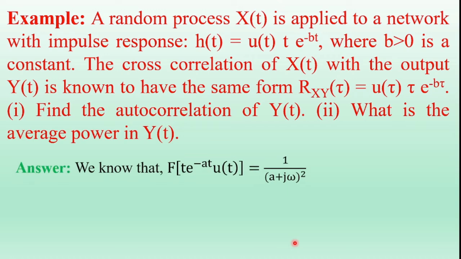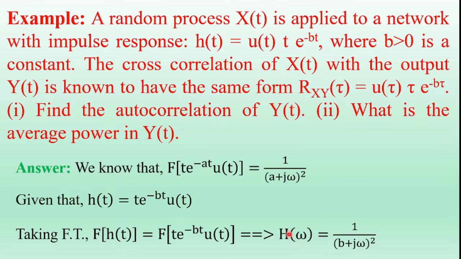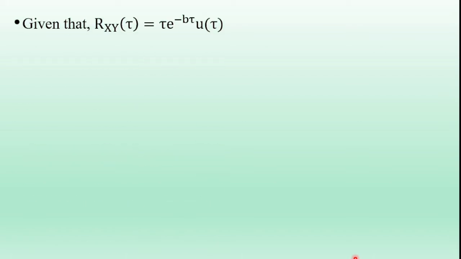So coming to the solution, given that the impulse response h of t is equal to t e power minus bt u of t. Taking Fourier transform on both sides of the impulse response, Fourier transform of h of t is equal to Fourier transform of t e power minus bt u of t. So Fourier transform of h of t is h of omega. Using the standard expression, Fourier transform of t e power minus bt u of t is 1 by b plus j omega whole square.